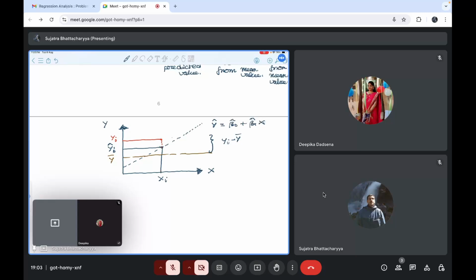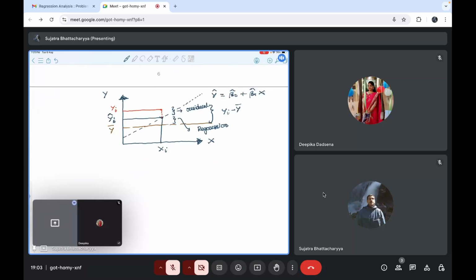Now, if you look at this small thing, this is nothing but, as we have already discussed, the residual, the error. Okay, this is the residual. However, this part is the regression part, because this is the difference between the fitted value and the mean value. This is related to the regression.